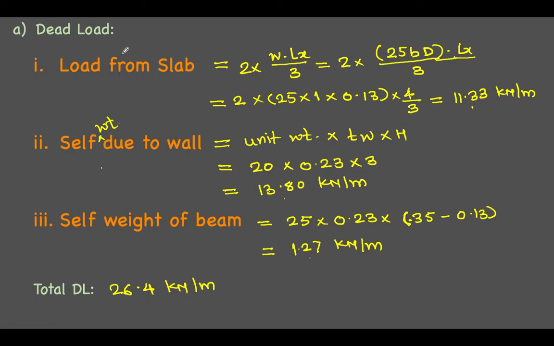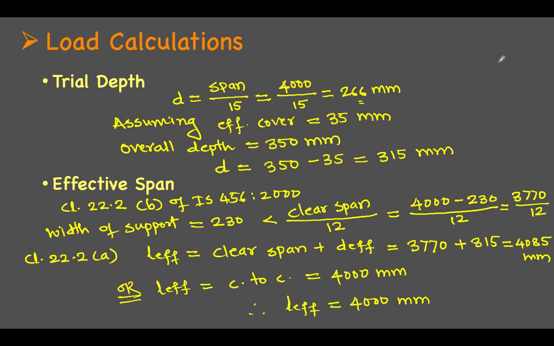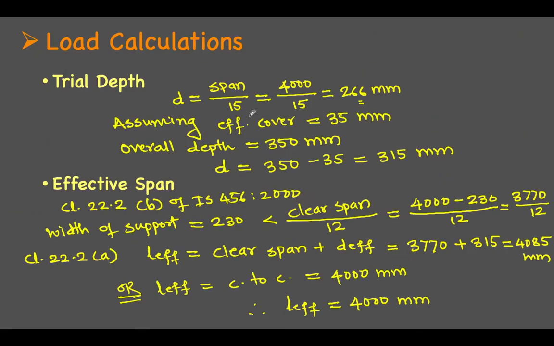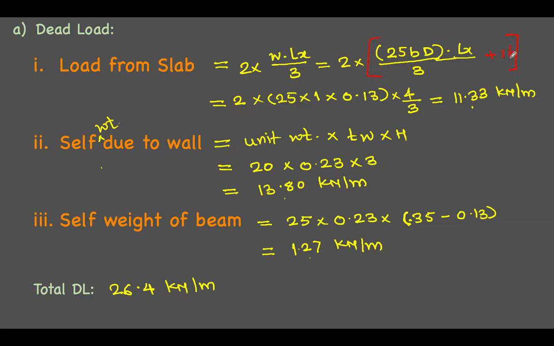Then we have calculated dead load. Dead load includes load from slab. So here in this case, which I have missed in the previous session, this is self weight, equivalent self weight from the slab, plus we have to add the floor finish, 1 into B. It is given as 1 kilonewton per meter square. So here we have to add 1 into B, that is the width of strip.